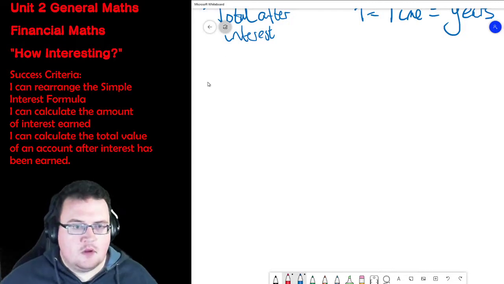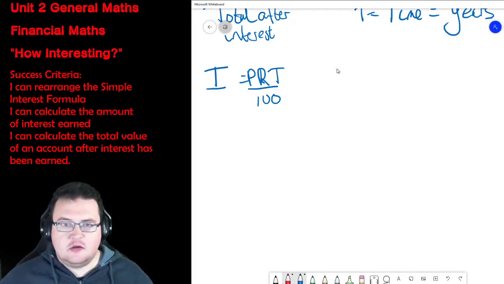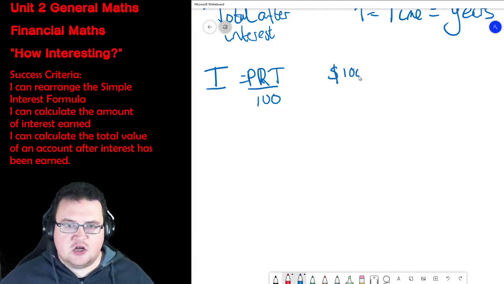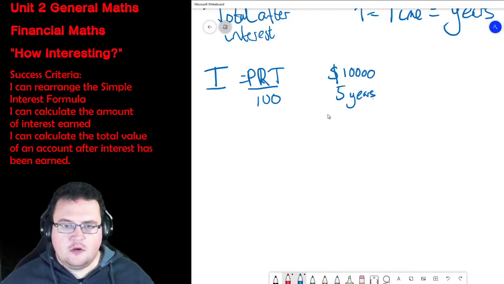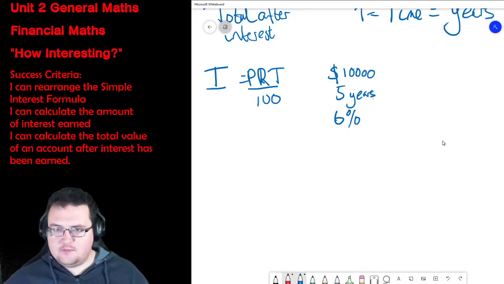So I equals PRT over 100. If I deposit $10,000 in a bank for 5 years at 6%, how much interest will I have earned after those 5 years?